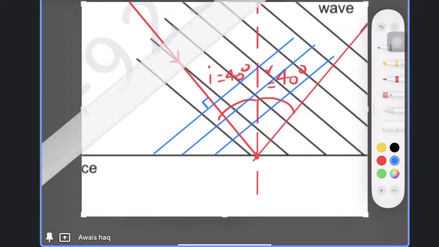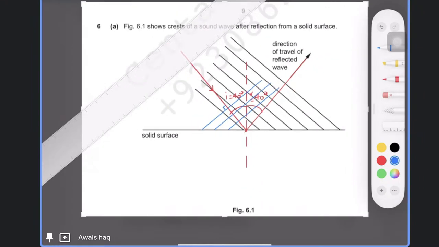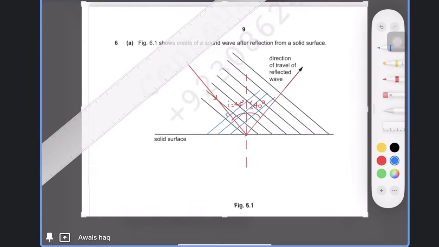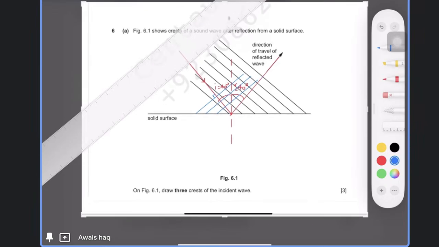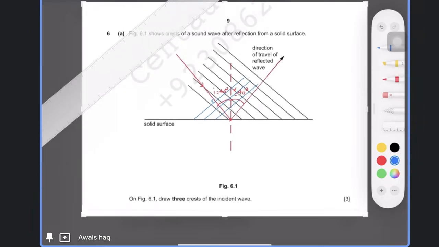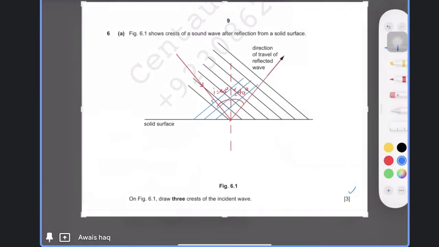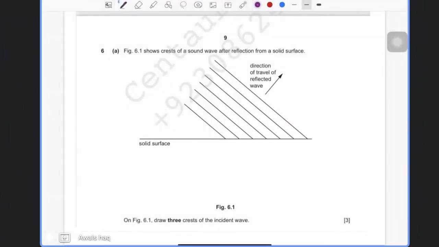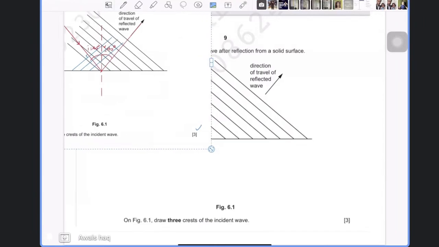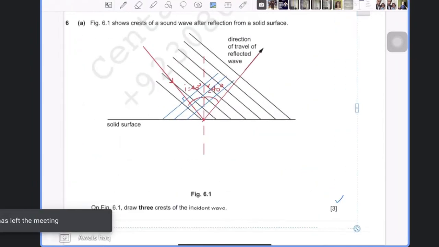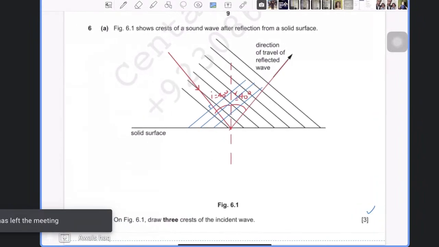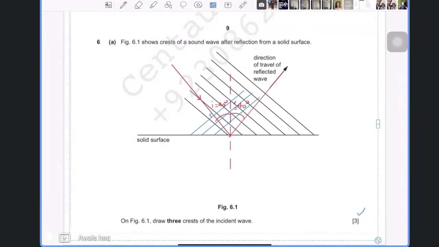Okay. Do you see? So this is why it is very important to understand this question, which comes a lot of times, and you need to apply the law and then draw three crests. That's why it's a 3-mark question, right? Is it clear? Yes, sir. So I'm going to copy this, and you should do it on your own when you have time, when you're submitting this, because obviously it will help you figure this out much better.